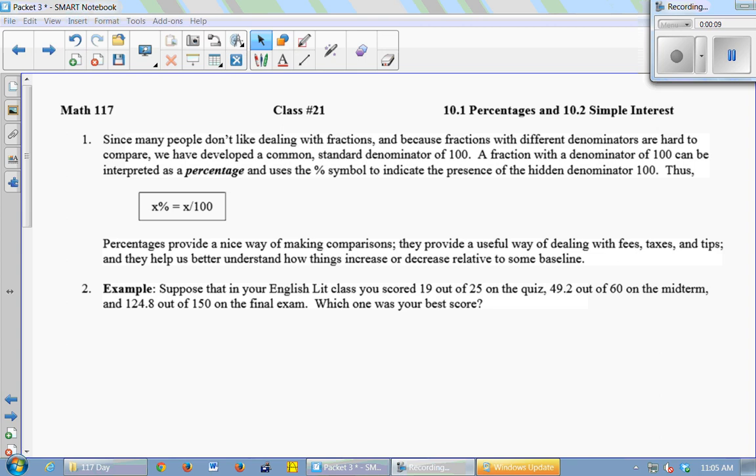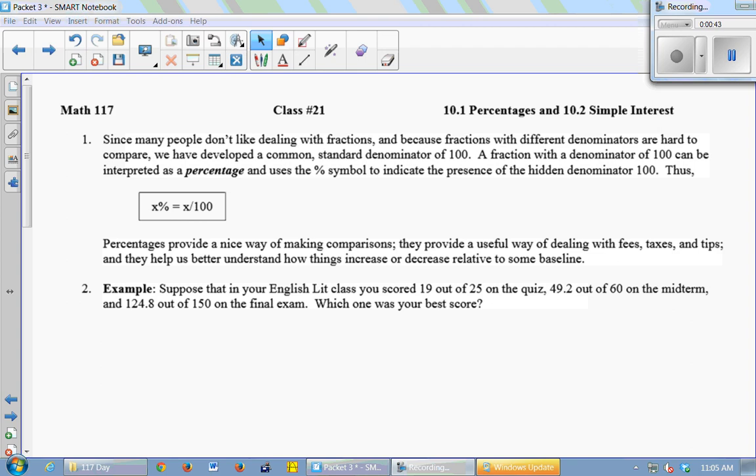So many people don't like dealing with fractions, because fractions with different denominators are hard to compare the size of. You know, if you want to compare 2/3 and 3/5, that's difficult, right? So we've developed a common standard denominator of 100. This is to help us compare fractions. We just put them all over 100. And a fraction with a denominator of 100 can be interpreted as a percentage.